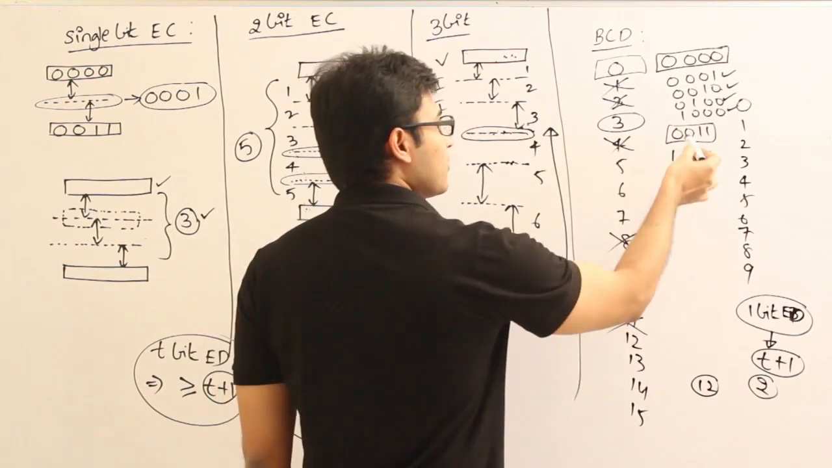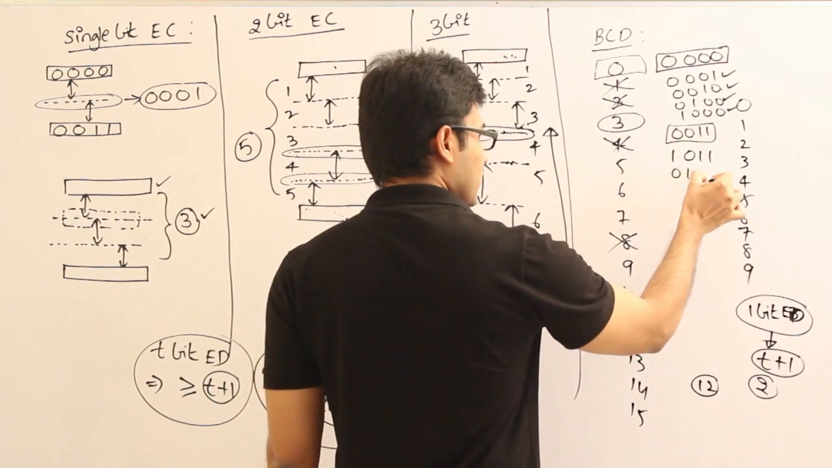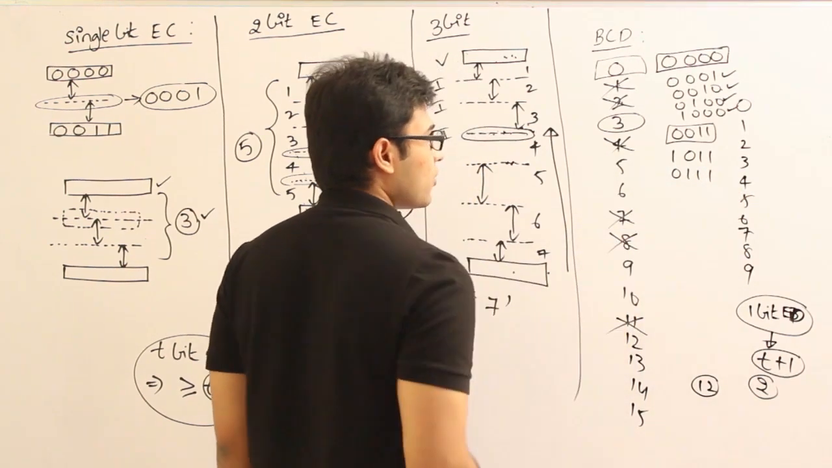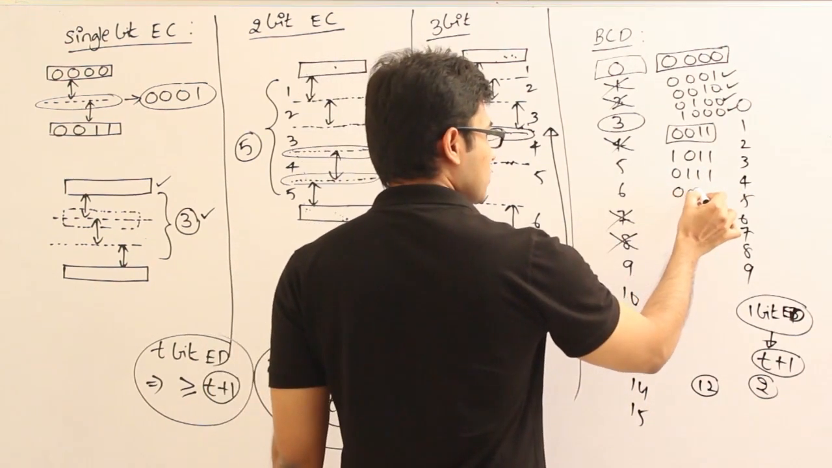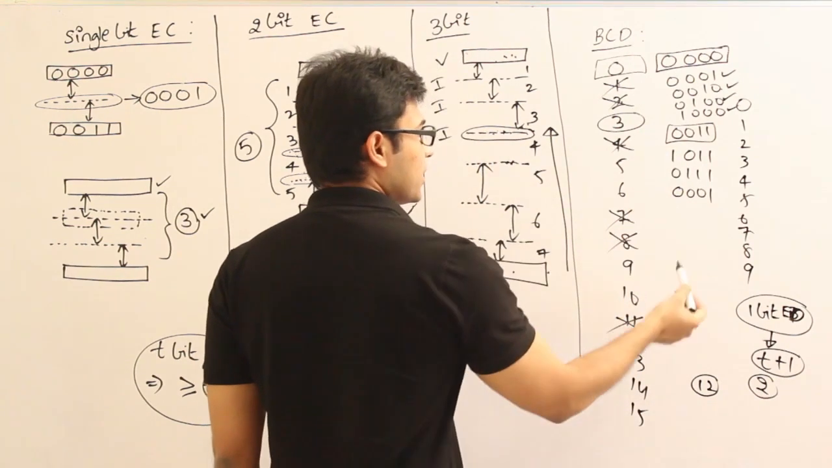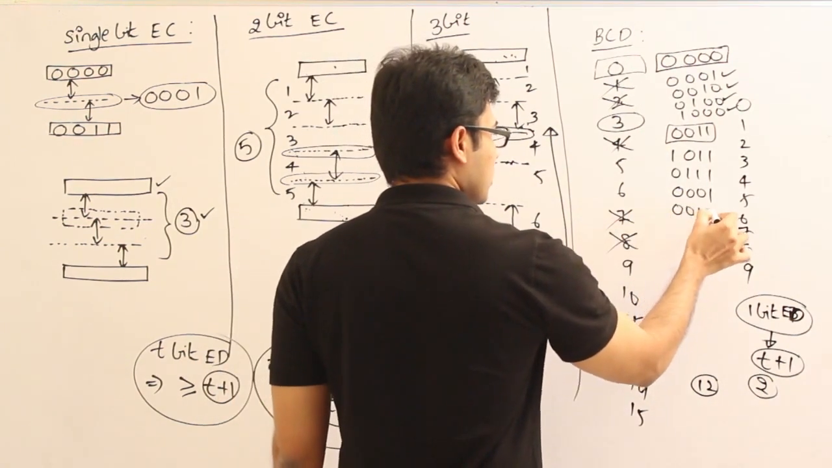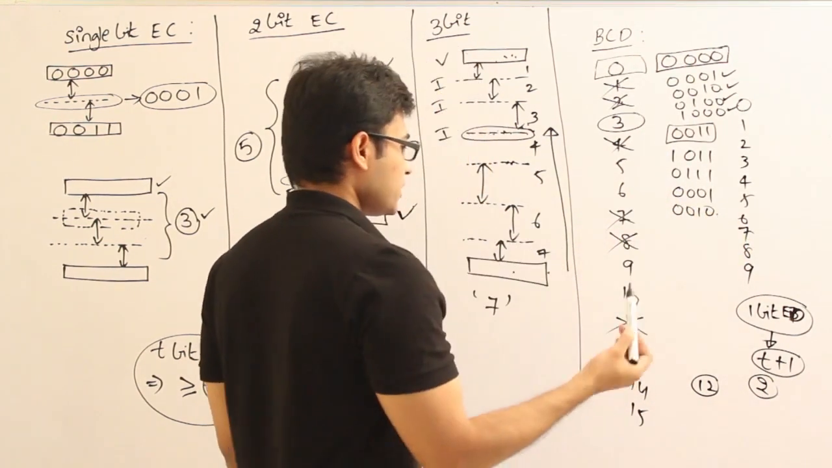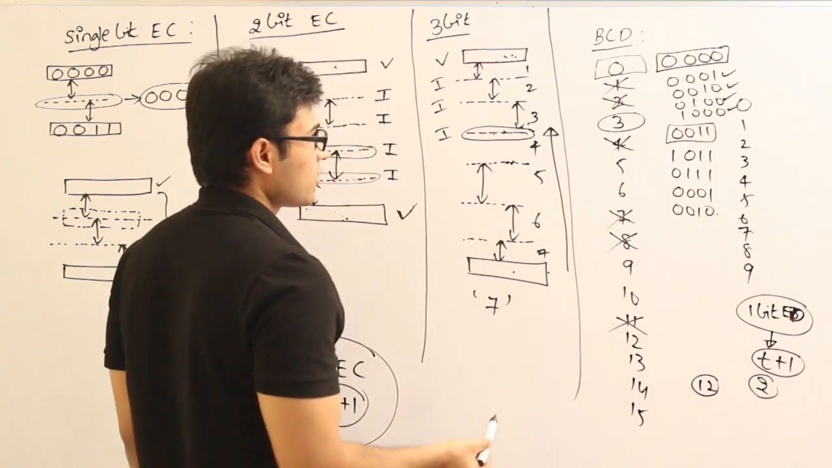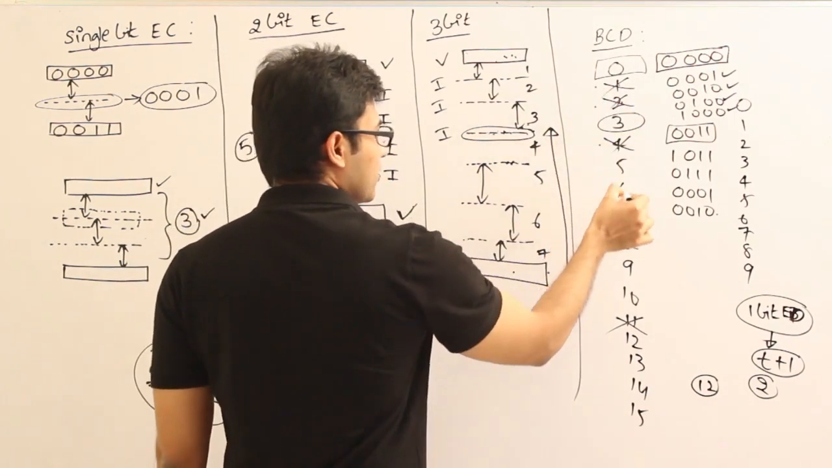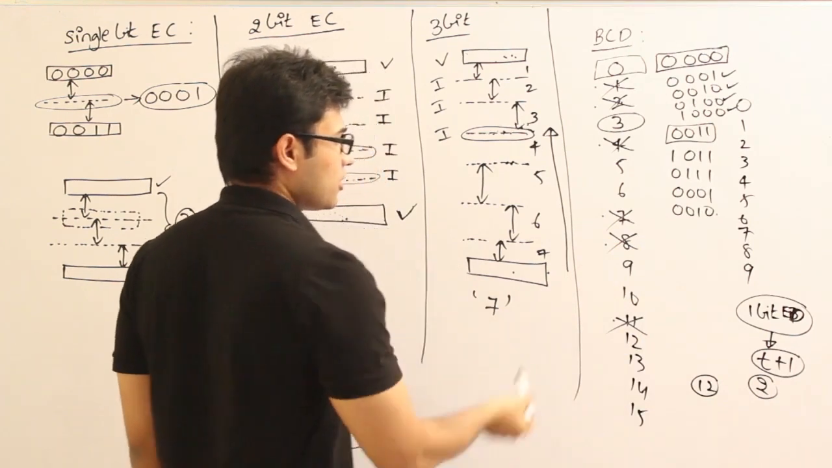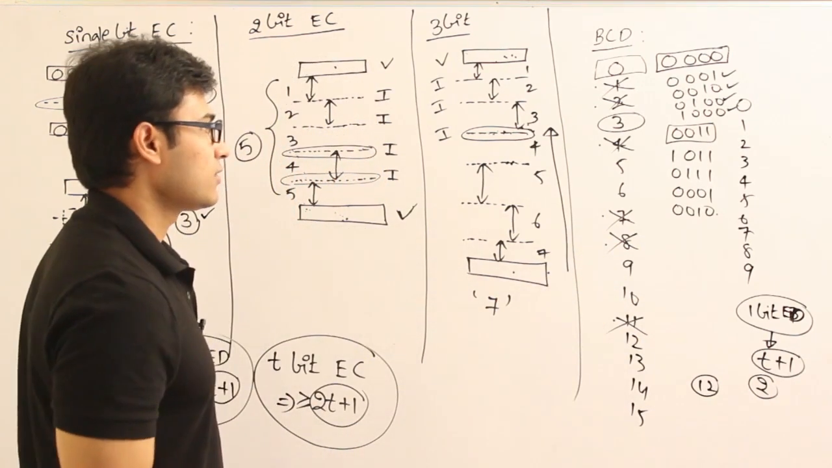Okay, and then what is next one? 0111, 7 has to be eliminated. Okay, and what is next one? 0001, 1 is already eliminated. What is next one? 0010, 2 is already eliminated. Now check this, how many are totally eliminated now? 1, 2, 3, 4, 5, 6, 6 are eliminated, only 10 are remaining, right?